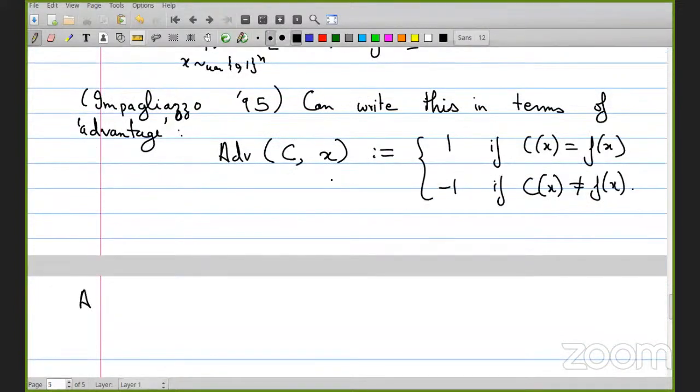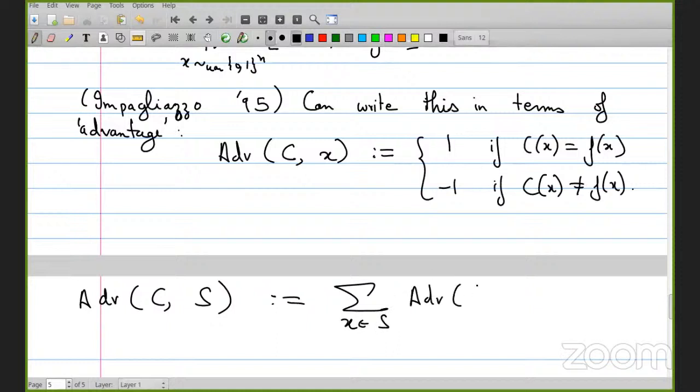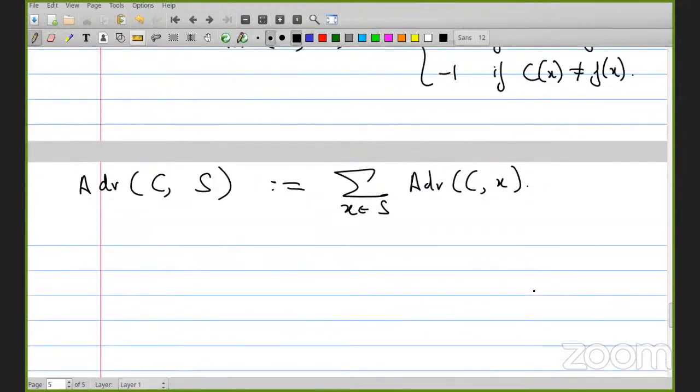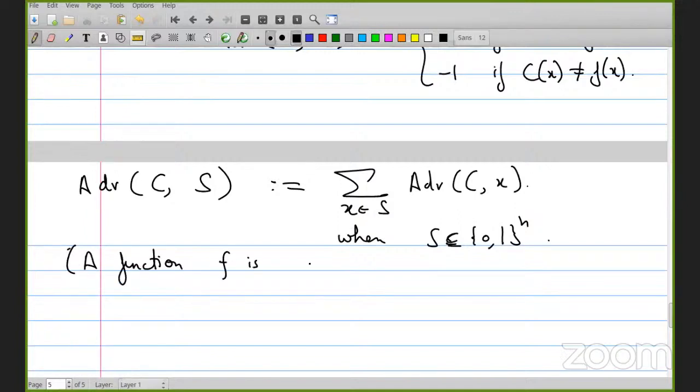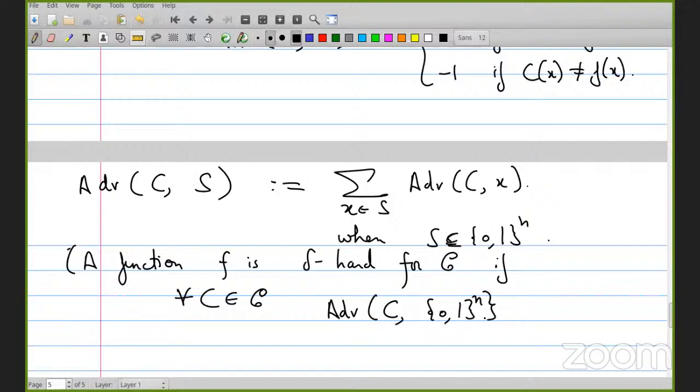The advantage of a circuit C on S is defined to be the average over all x in S. So function F is delta hard for every C in script C if the advantage of C on the full set is less than.